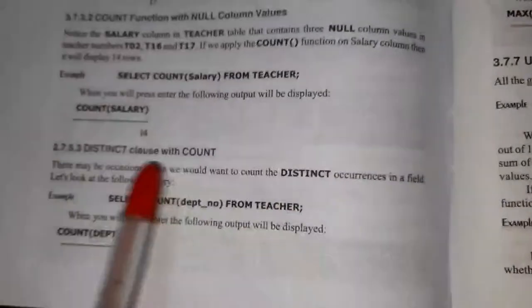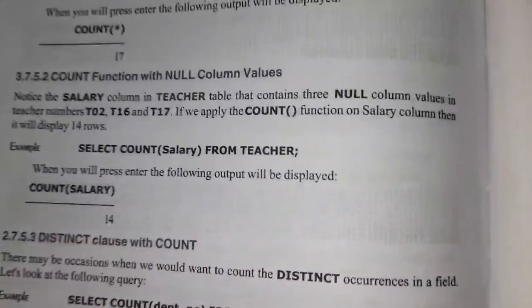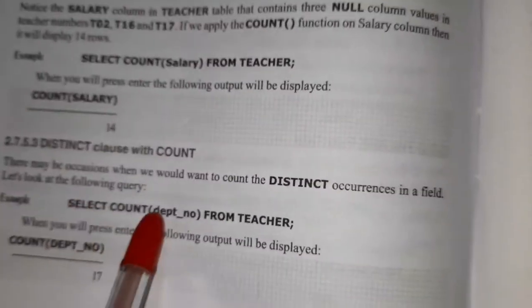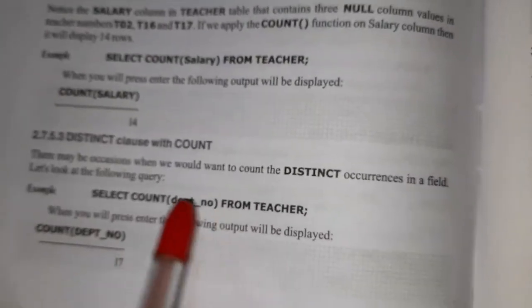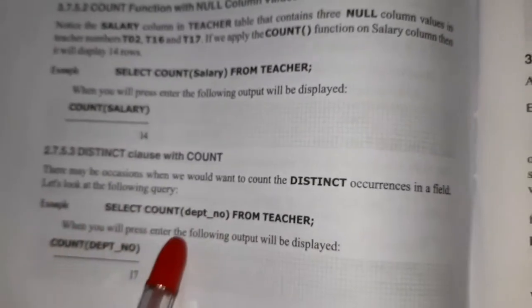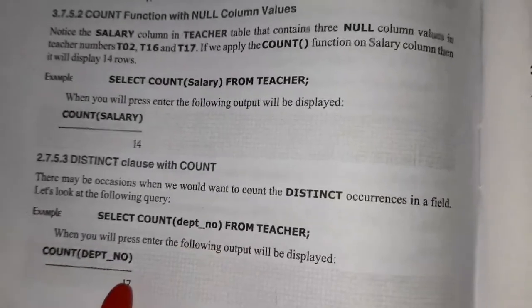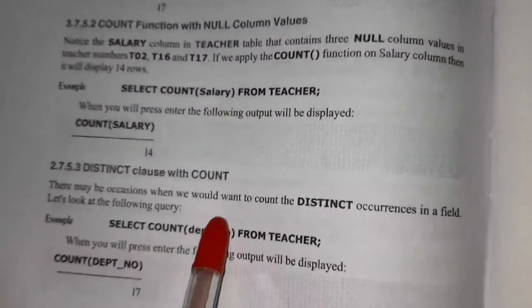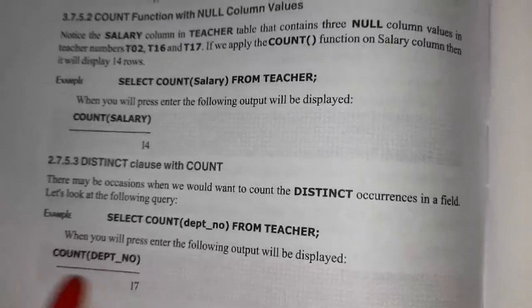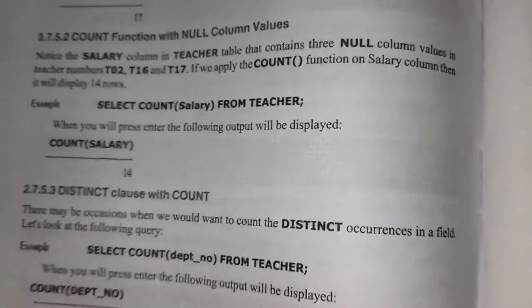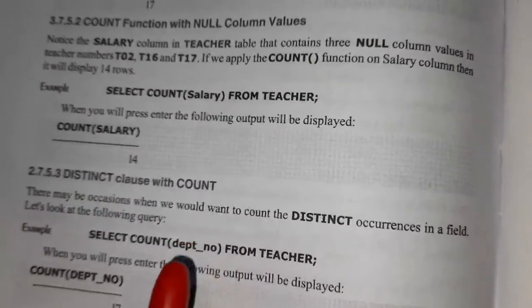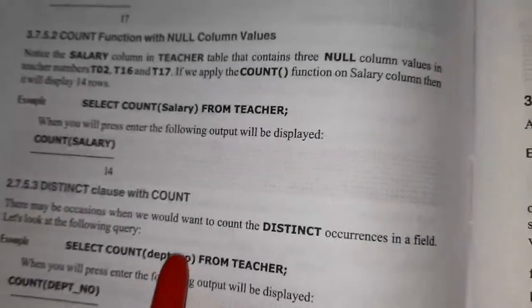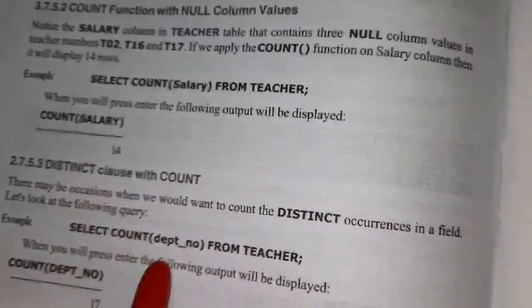Similarly with the distinct also. Now if you write like this, select count department number from teacher, you see that it will display 17, because for every teacher there's one department. The department may be repeated also, so it counts all the duplicated department numbers also. But if you want only the distinct department numbers, no duplicates, in that case you have to use the distinct clause along with the count.